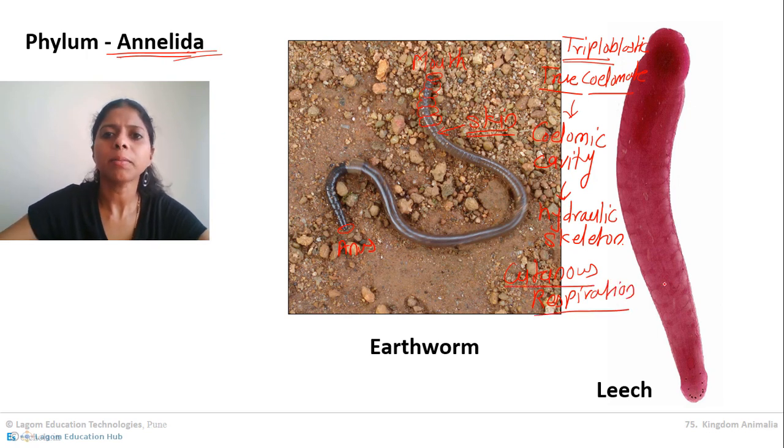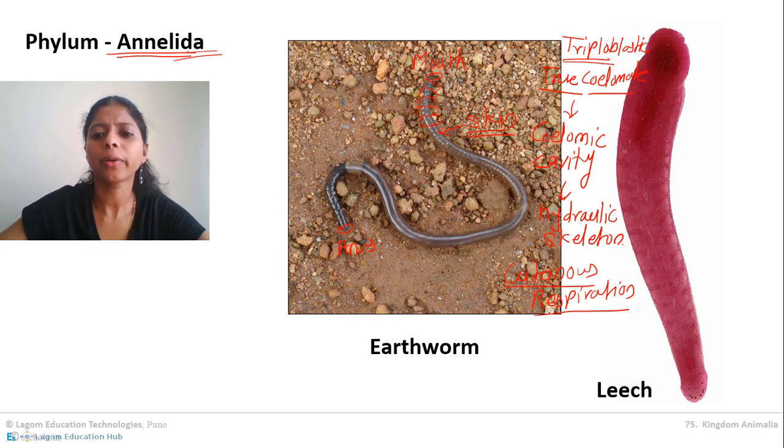But there are some members of Annelida which are basically staying in the marine water and they even have gills. Some of them are having gills for respiration and most of them respire through skin, that is cutaneous respiration.